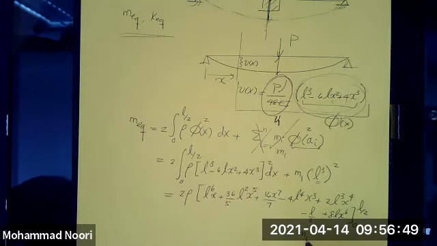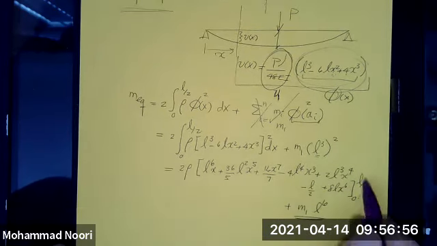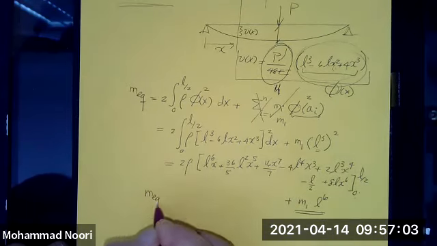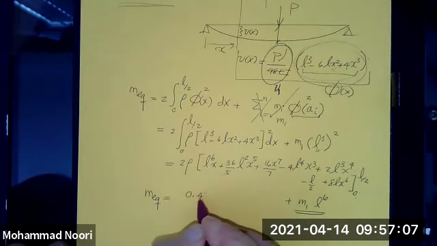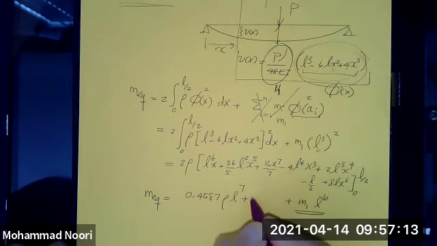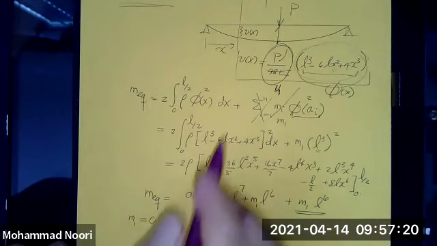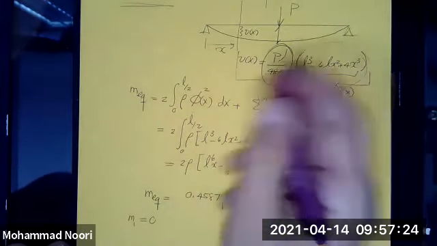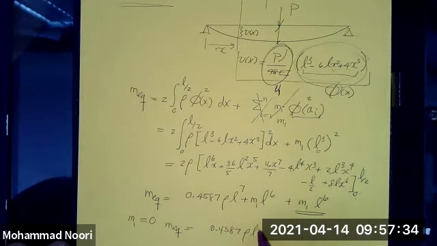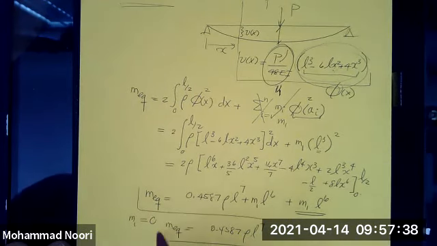Plus that M1 L^6, which is the contribution of the lumped mass. So if you simplify this, you see that M equivalent comes out to be 0.4587 rho L^7 plus M1 L^6. If M1 is 0, so the beam has no lumped mass, that M equivalent would be simply 0.4587 rho L^7. So this is the equivalent mass.